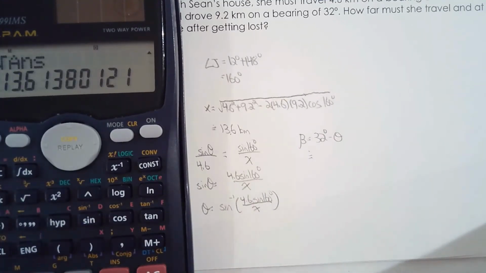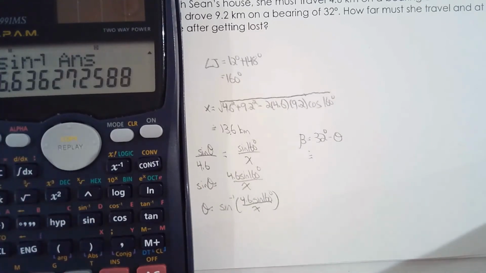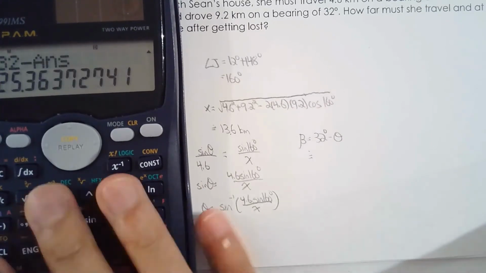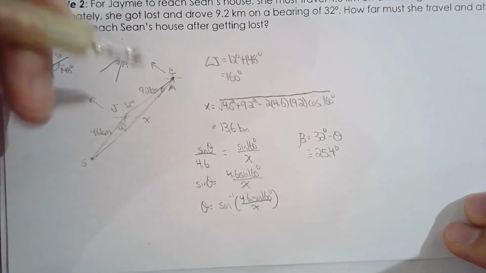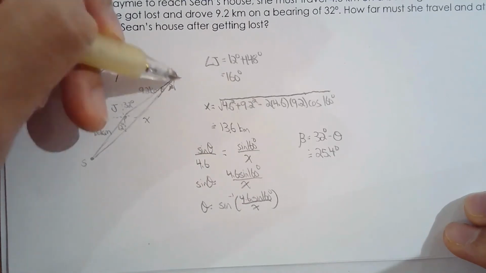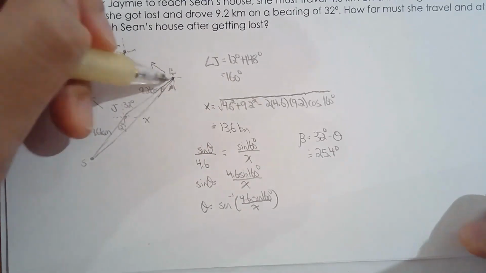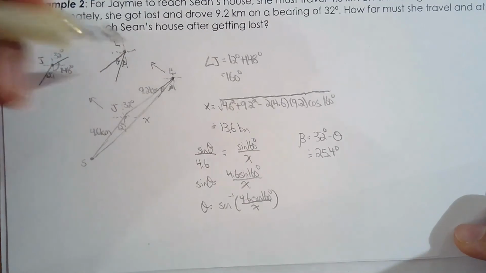Okay, I got my 13.6, beautiful. So 4.6 sine 160 divided by x, inverse sine. Okay, yep, 32 minus, beautiful, 25.4 degrees about. So like I said, now that I know what beta is, I can solve for the bearing at which she must travel.